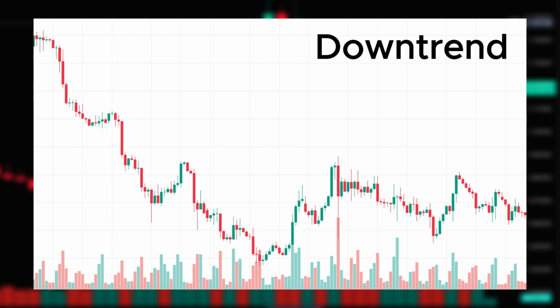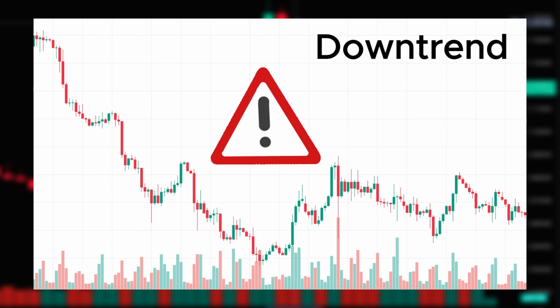On the chart, you can see that following the downtrend, the volume is also gradually increasing. But since we have an increase of volume in the pullbacks, it gives us the early signal that buyers are gaining strength and the downtrend is probably weakening.